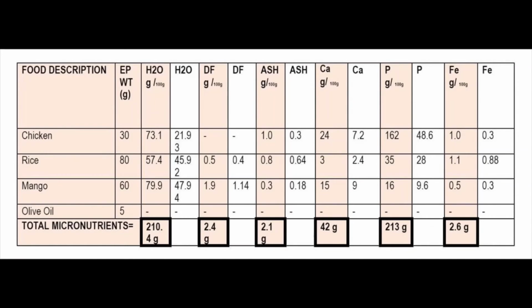So the total macronutrients for H2O is 210.4 grams. Dietary fiber is 2.4 grams. Ash is 2.1 grams. Calcium is 42 grams. The phosphorus is 213 grams, and the iron is 2.6 grams.